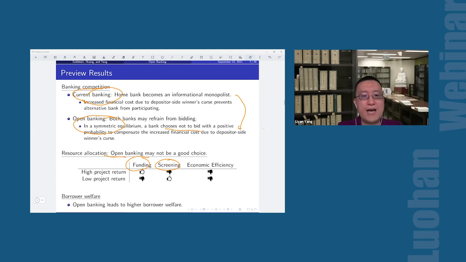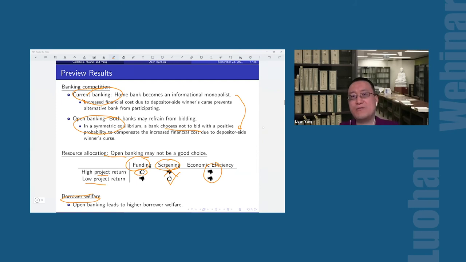If the product has a high NPV, high return, the funding efficiency will be good under open banking, but the screening efficiency will be bad under open banking. For a low-NPV product, it's the opposite. So the screening efficiency will be good for open banking, and bad for current banking. But overall, it turned out that the worse one always dominates. The economic efficiency always becomes lower under open banking, in the parameter range we focus on. And borrowers' welfare will increase.